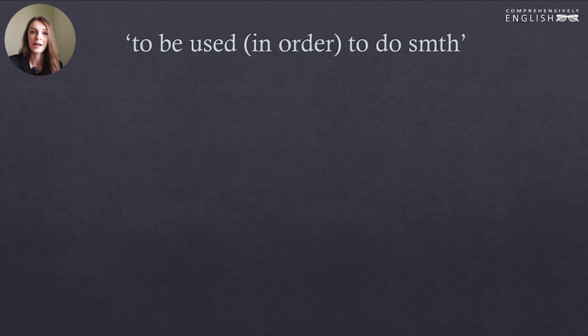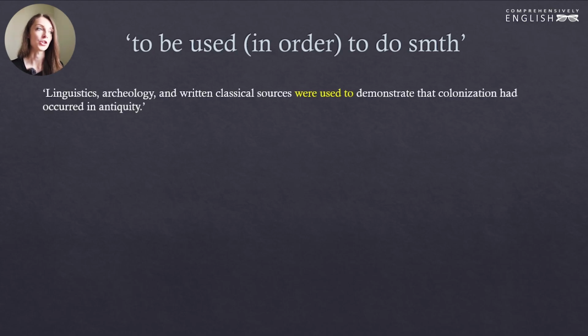Be used to can be a passive structure that helps us to say that something is applied or engaged in order to do something. Let's look at the examples. Linguistics, archaeology, and written classical sources were used to demonstrate that colonization had occurred in antiquity. They were engaged in order to demonstrate, applied in order to demonstrate. So this is what is meant. They were used to, the passive voice.